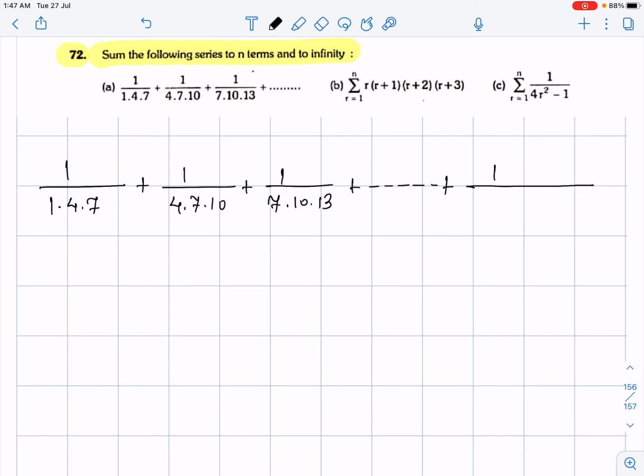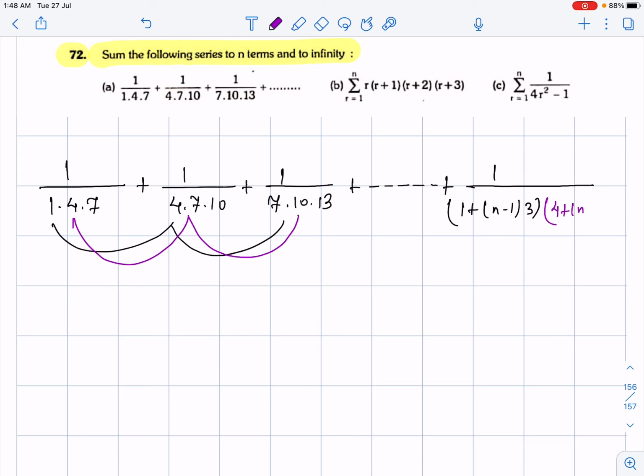So the value of the nth term will be written like a plus n minus 1 times d, and d is 3 over here. 1, 4, 7 is an arithmetic progression with common difference 3. Similarly, 4, 7 and 10 is also an arithmetic progression with common difference 3, so the nth term becomes 4 plus n minus 1 times 3. And similarly, 7, 10 and 13 is an arithmetic progression with common difference 3 with first term 7, that is 7 plus n minus 1 times 3.